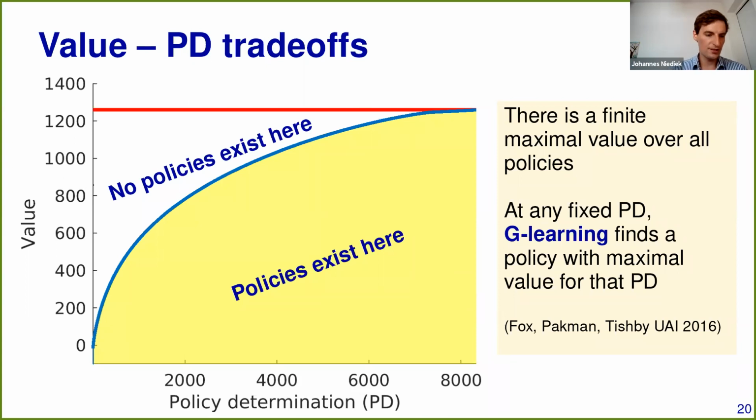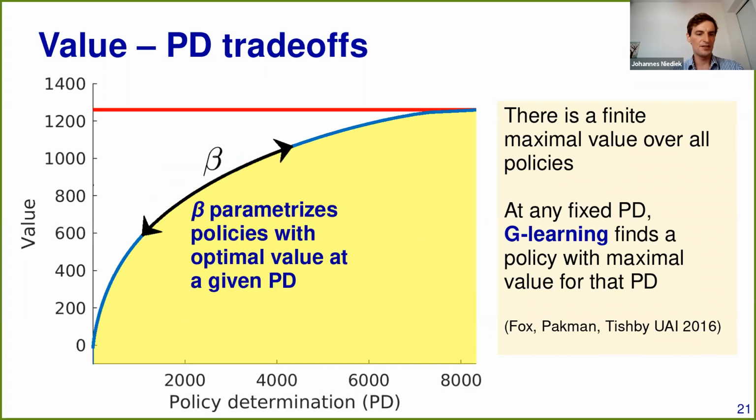So in other words, let's look at all policies that have PD 2000. They are all on this black dashed line, and none of them can go above the blue line. So no policy with PD 2000 can go above the blue line. And so this means that the policies that are on the blue line are special, because they are the policies that have the highest possible value for their PD.